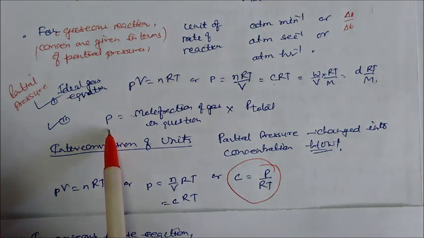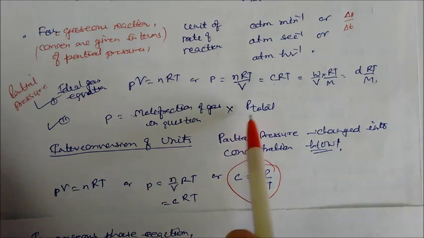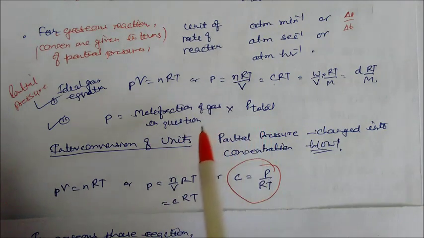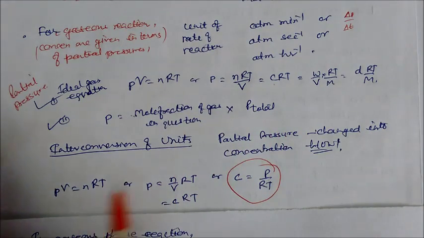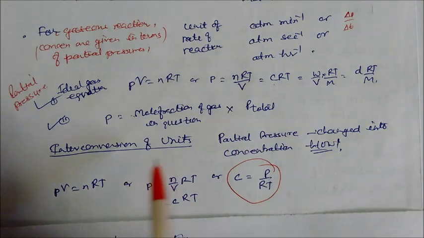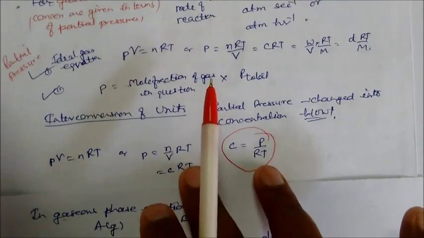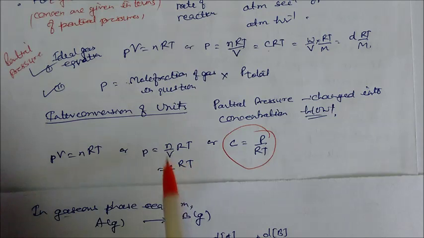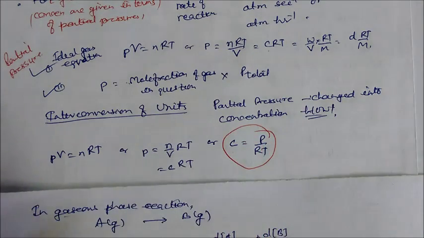Suppose partial pressure is given; then we can write it as the mole fraction of the gas in question times the total pressure of the mixture. We can convert this partial pressure into concentration, so there is an interconversion of units. How? PV equals nRT, so n by V is C, and P equals CRT. So C equals P by RT. We can convert C into P and P into C by this method.